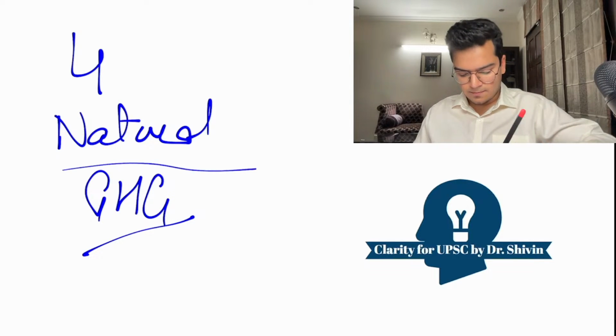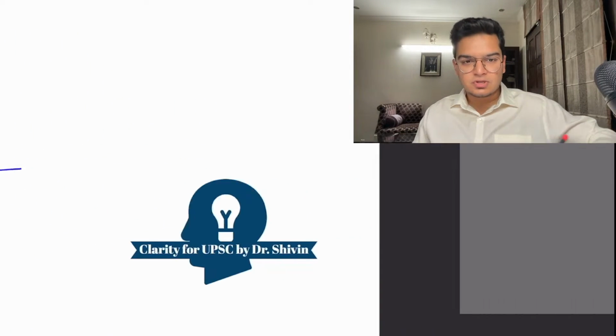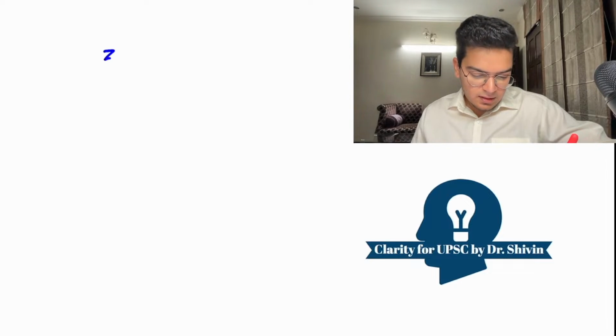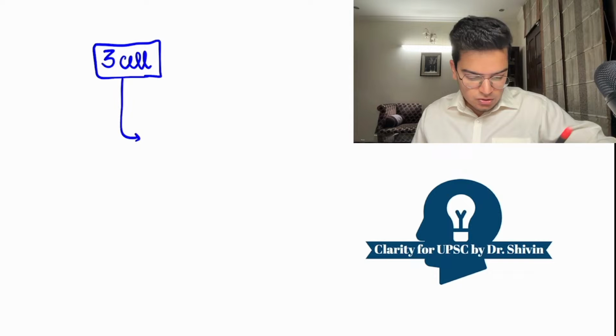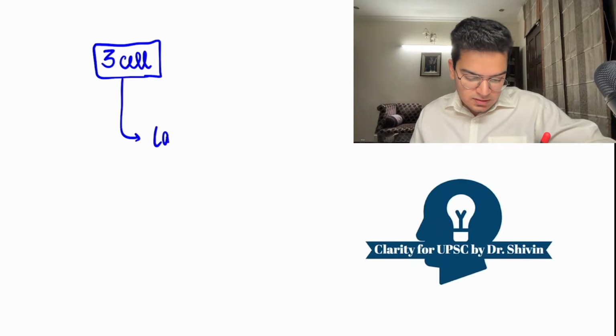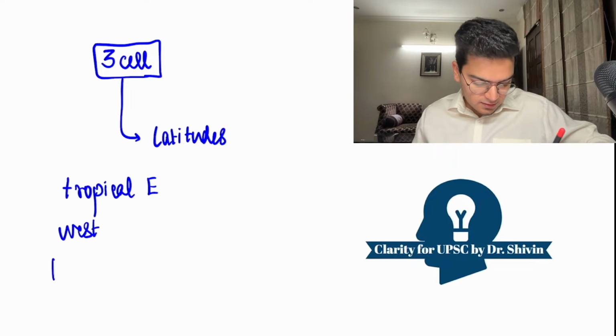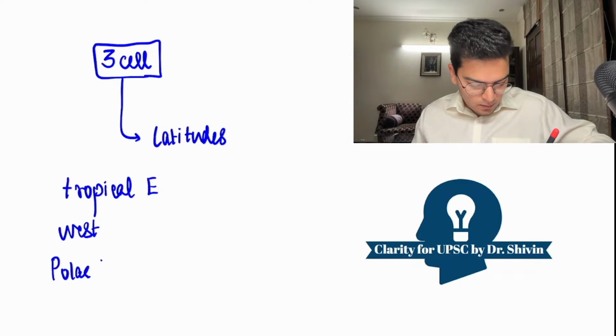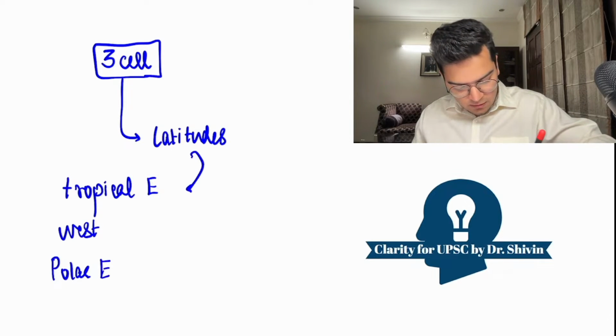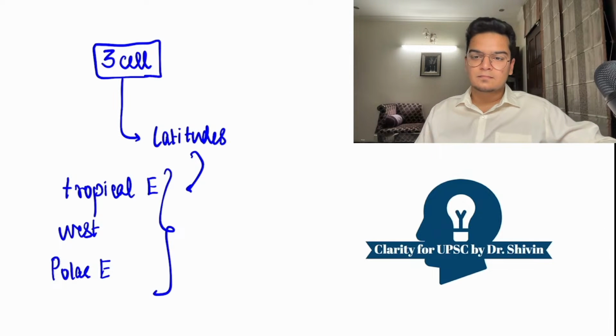Okay, next question. The next question is about the three cell model of atmospheric circulation. Tell me the latitudes between which the tropical easterlies flow, the westerlies flow, and the polar easterlies flow. Tell me the latitudes for all three of these. One minute to answer.